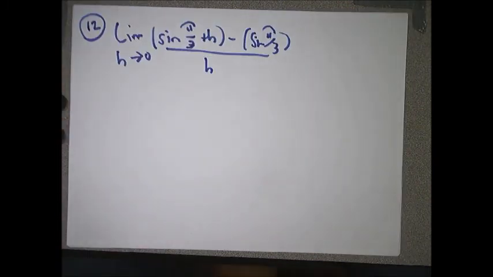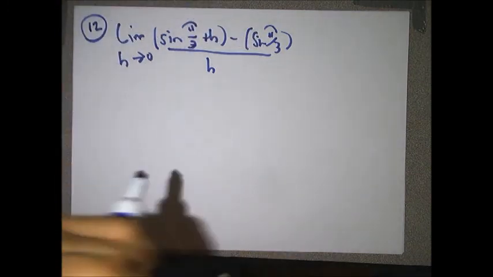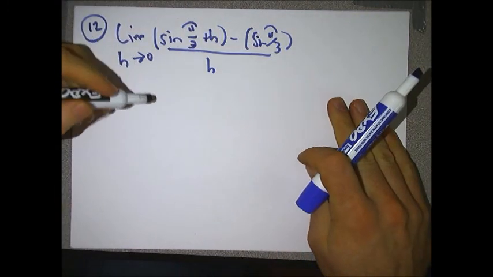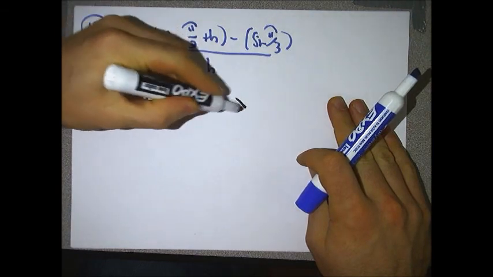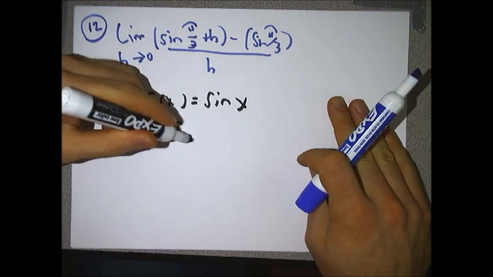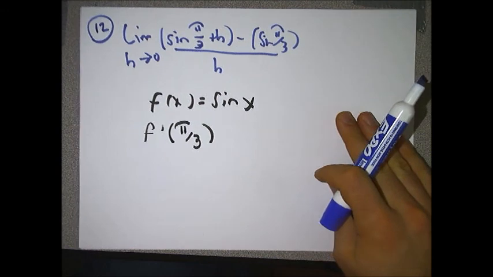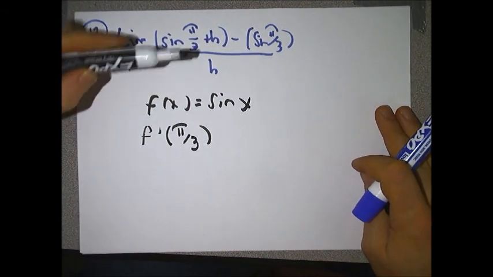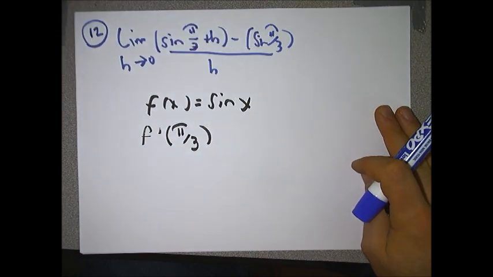Number 12. The limit as h approaches 0, all this stuff. We want to recognize that this problem essentially says this: f of x is equal to sine x, and they're asking you to find the derivative and plug in pi over 3. So this whole limit question is just a whole other way of saying take the derivative of whatever right here and then plug in the pi over 3.